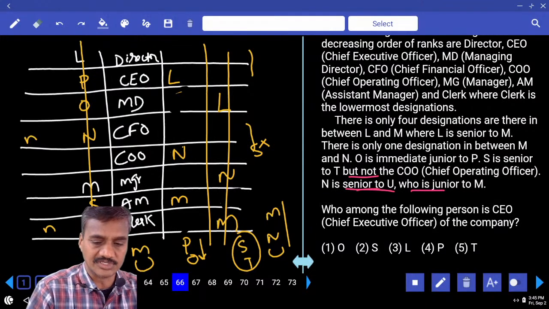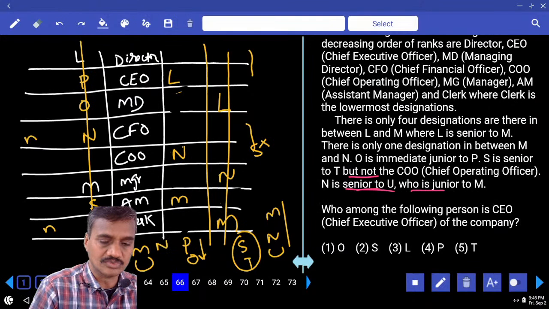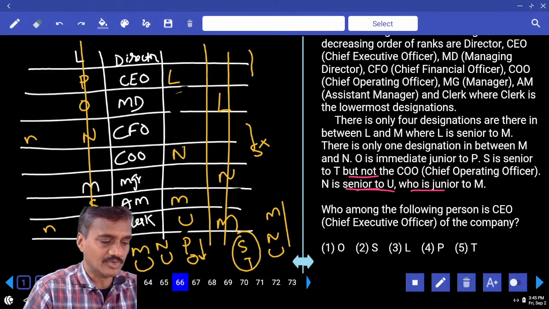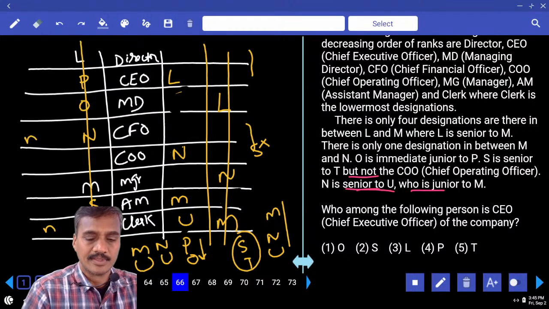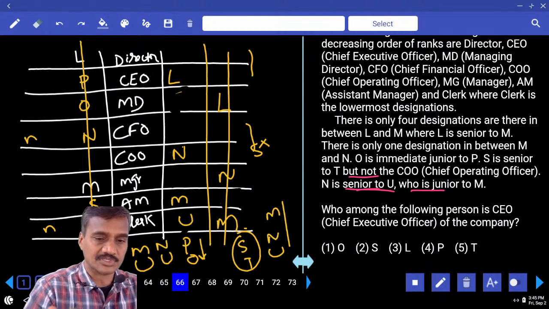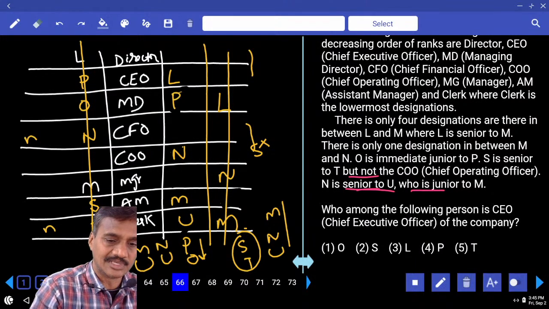And N is senior to U. N is senior to U. N and U. That means N is senior to U, U must be at this place, and M and U will be like this. Then what is the other thing left over here? And P and O must be together. Hence P and O must be like this.